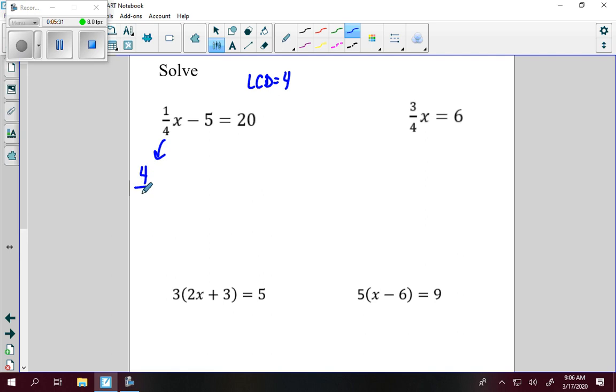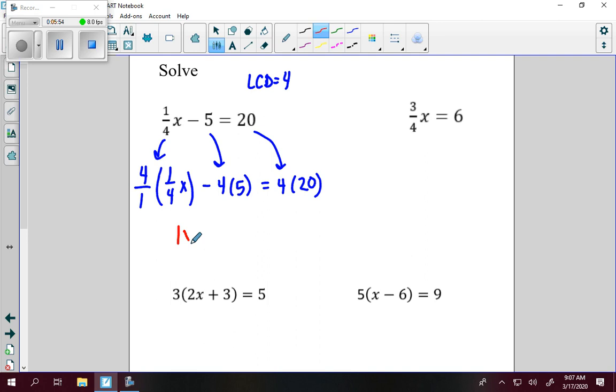Since that 1/4 is a fraction, I'm going to multiply 4 over 1 times 1/4 x minus 4. Since it's not a fraction, I'm going to keep it a whole number, equals, and I'm going to multiply the last thing by 4. So here, my 4's cancel, or I have 4 times 1 is 4 over 4. When they cancel, they become 1s, and I'm just left with 1x minus 20 equals 80.